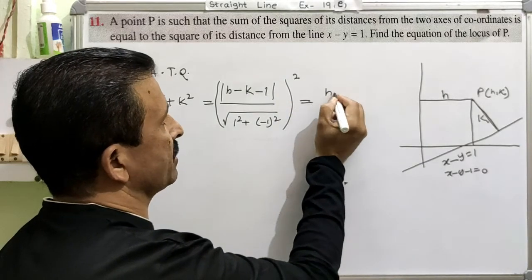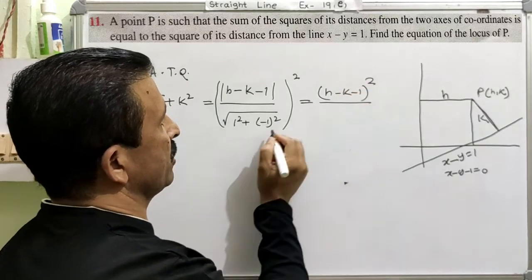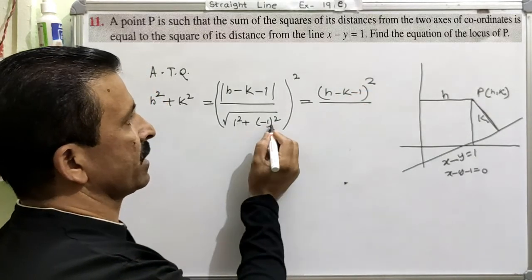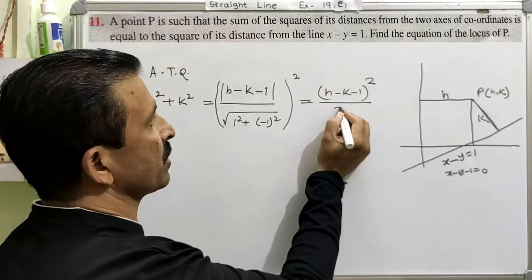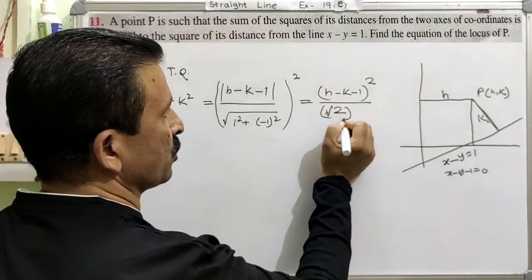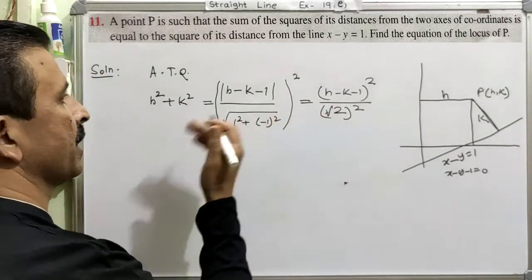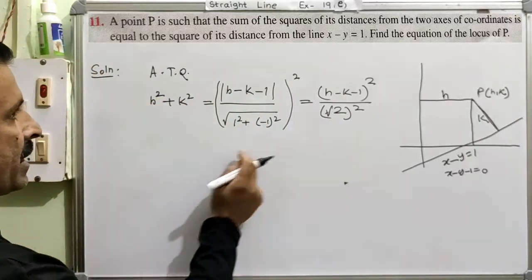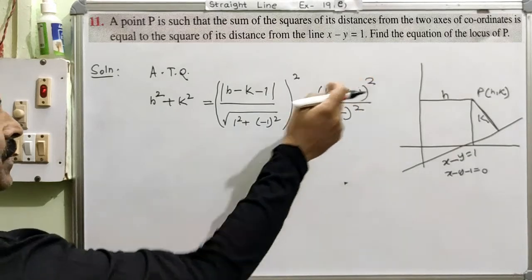So this will become h minus k minus 1 whole square. In the denominator, 1 square is 1, this is also 1, so this is root 2, and root 2 square is only 2. Now you know that square and square root cancel. After this, we can do cross multiplication. So this will become 2, and with 2 we are going to multiply this and then expand it.